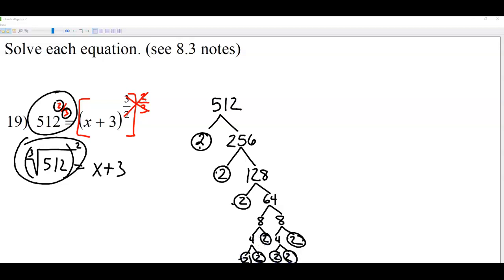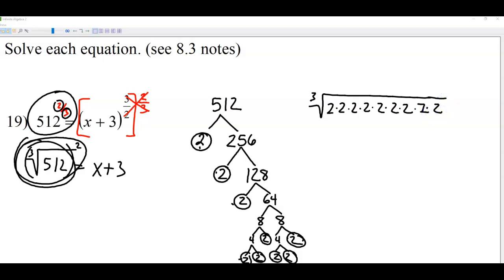All right. Well, we want to do the cube root of 512. So the cube root of 512 can be found by putting all those 2's that we just broke it apart into. We said there was 9, right? And we're looking for groups of 3, so for every group of 3, we can put that number on the outside.